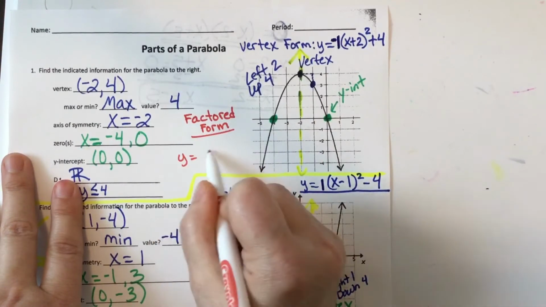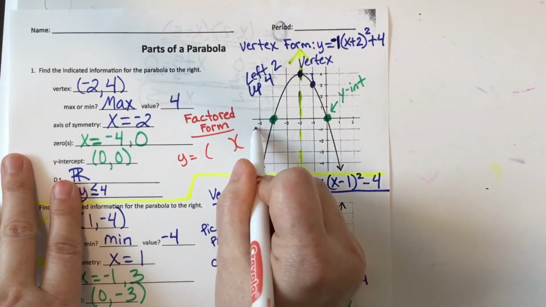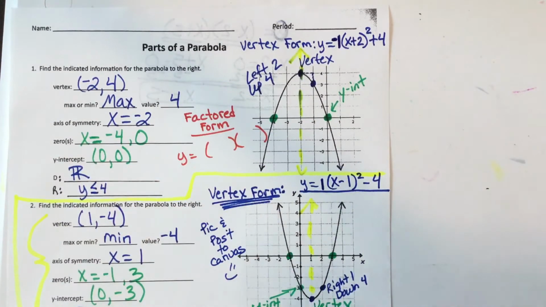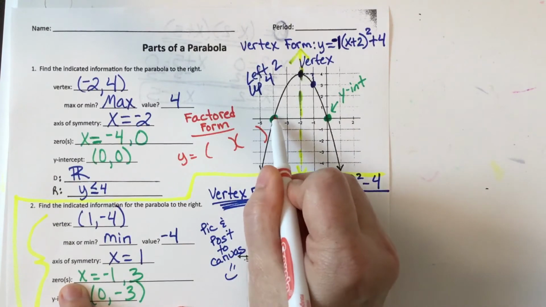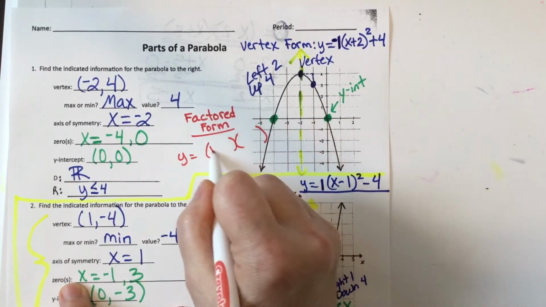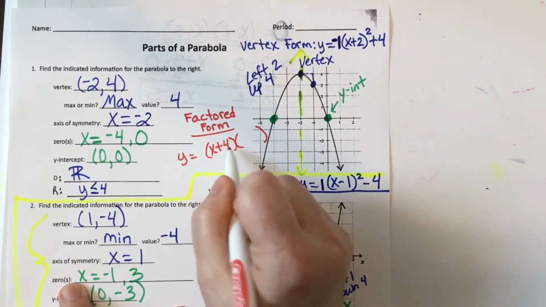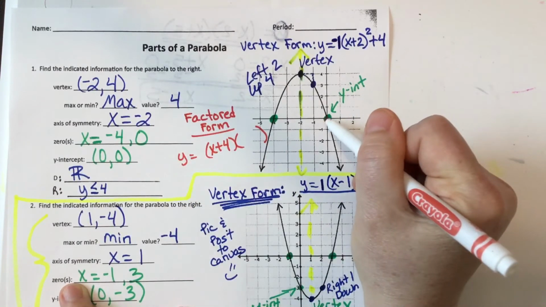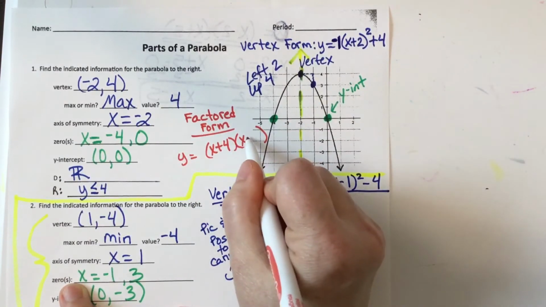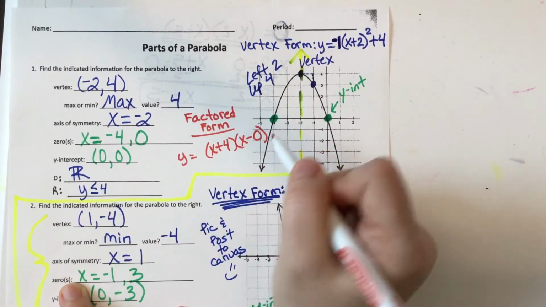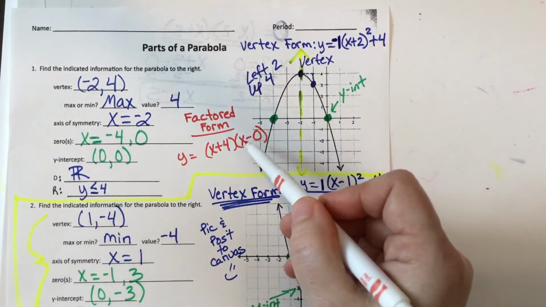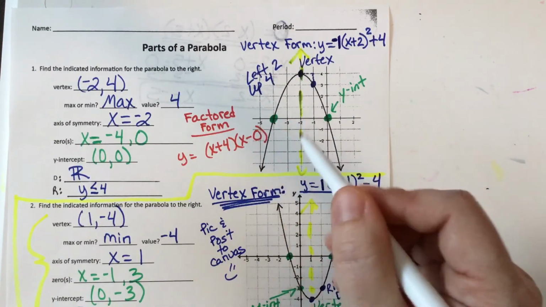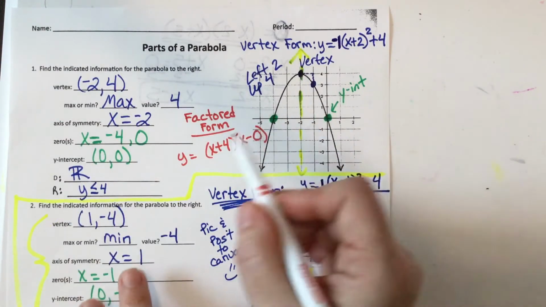And factored form is going to have two sets of parentheses for the two locations that the graph touches the x-axis. So if it touches the x-axis at negative 4, the factor is going to be x plus 4. If it touches at 0, it's going to be x minus 0 or x plus 0. The 0 is kind of a tricky one because it doesn't matter if it's x plus 0 or x minus 0. And then I need my a.